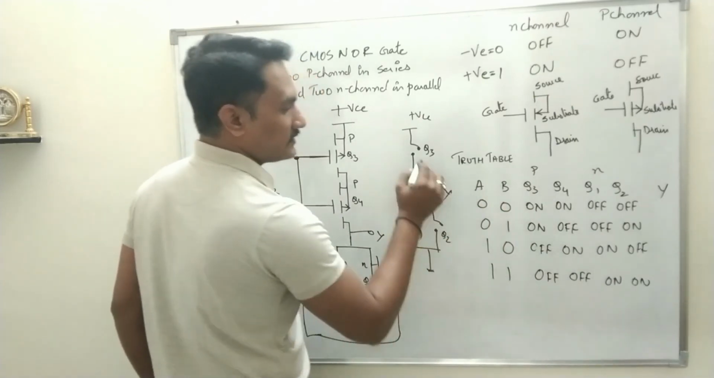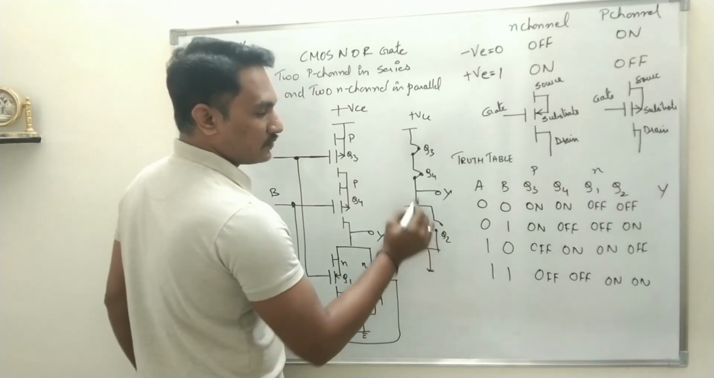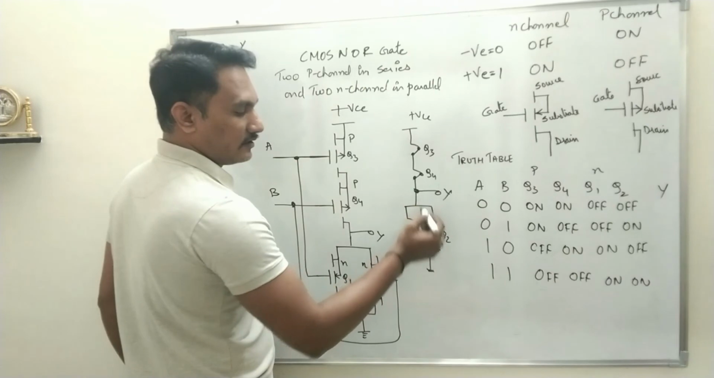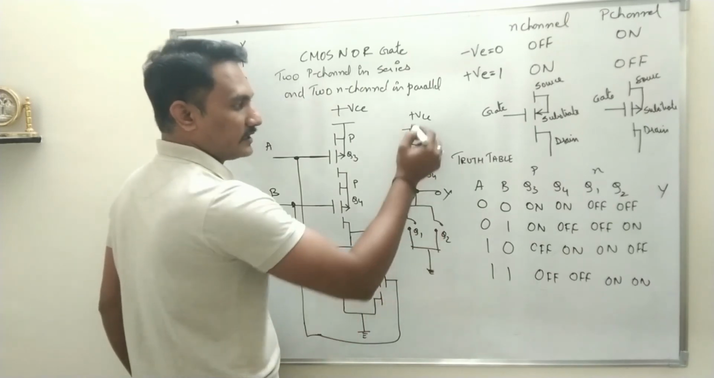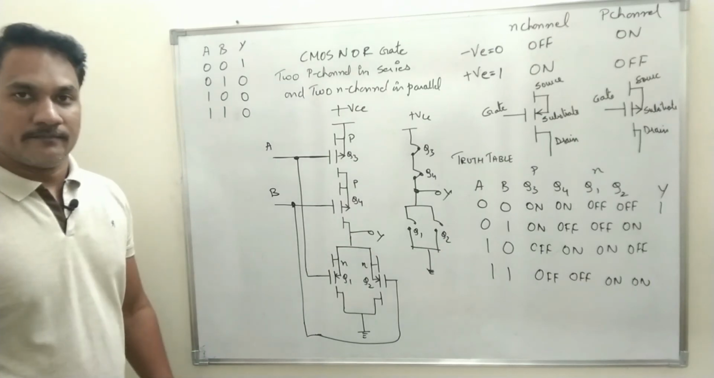Now in the first case, both Q3 and Q4 are on and both Q1 and Q2 are off. So Y gets connected to, of course, switches are open, Y cannot be connected to ground. Y will be connected to plus VCC. Output Y will be equal to 1.